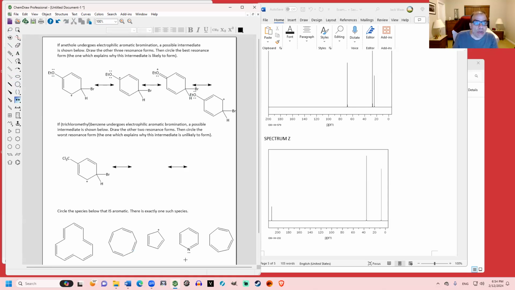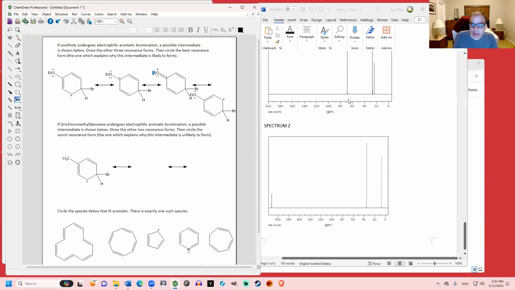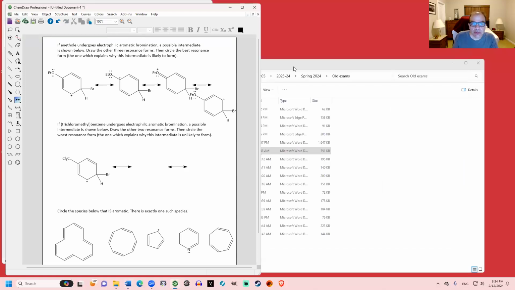So then it asks, which is the best resonance form? The best resonance form has the plus charge on oxygen, because putting the plus charge on oxygen means you're putting it on an atom that's obeying the octet rule. I think we're actually done with that part. So this one should be circled. That one probably makes the largest contribution to the overall molecular orbital picture.